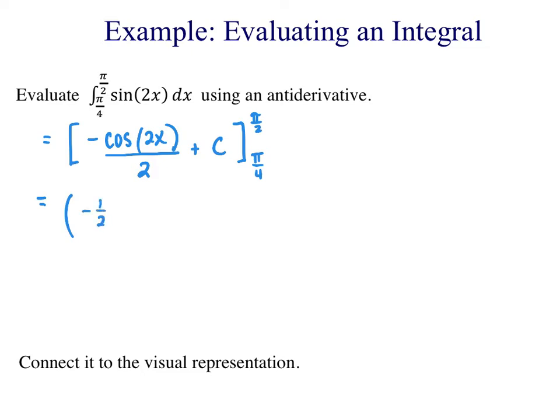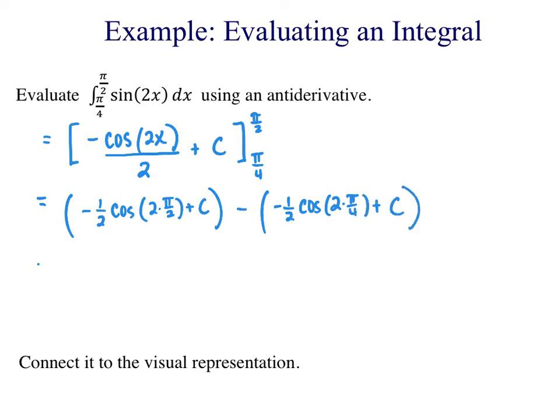I'm going to write negative 1/2 of the cosine of 2 times pi halves plugged in, plus the value of constant c, minus negative 1/2 times the cosine of 2 times pi fourths, plus c, in my parentheses. So that's negative 1/2 of the cosine of pi plus c, and then plus, I'm distributing my negative, 1/2 of the cosine of pi halves minus c.